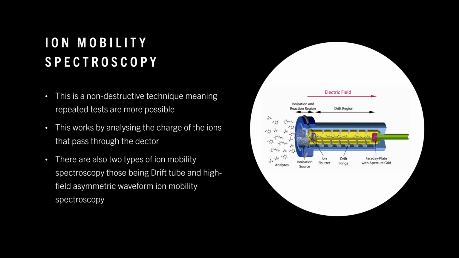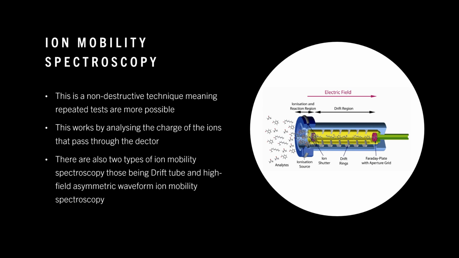The next one after GCMS is looking at something known as ion mobility spectroscopy, which is very similar to GCMS. However, this one is a non-destructive technique. You might see this be done by law enforcement as well as airport security. So this does have two uses.